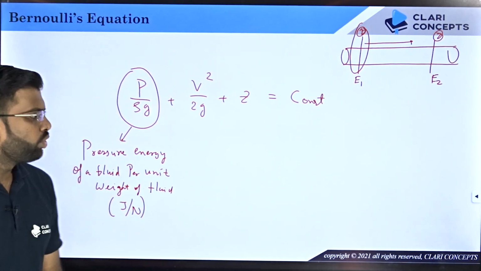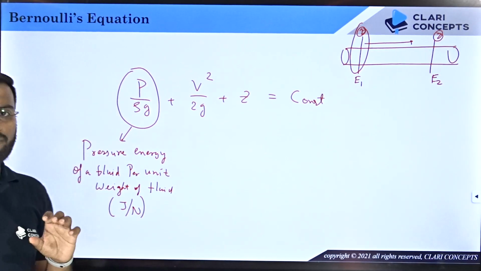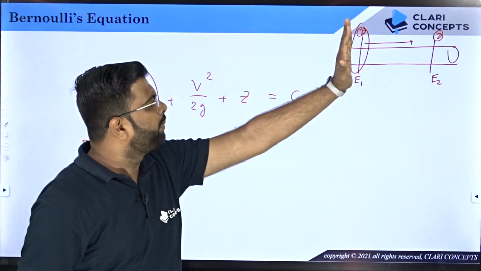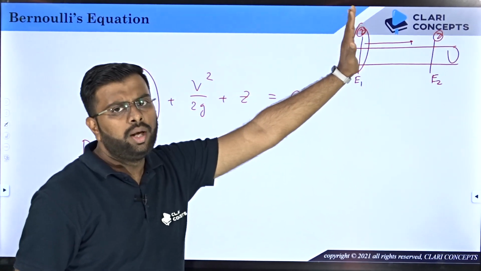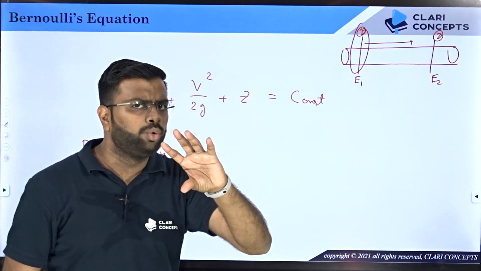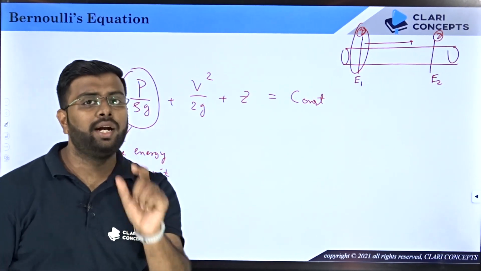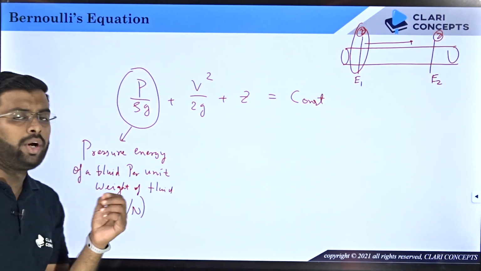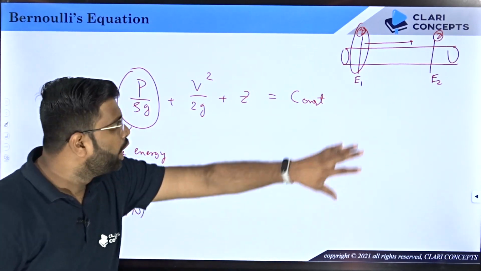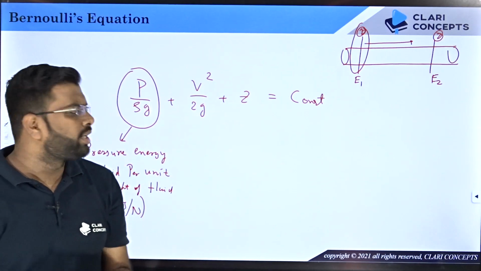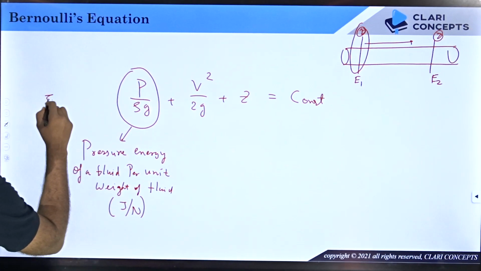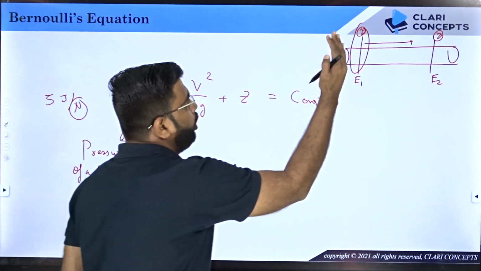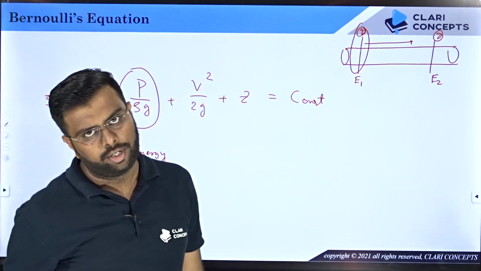fluid, that is Newton. So ultimately, P by rho g, where P is the pressure at that particular section. If you calculate the pressure over here, let's say it is P1, then P1 by rho g, whatever number you get, represents the energy contained by the fluid in terms of pressure energy per unit weight. That means 1 Newton of fluid located here has that much energy. For example, this value comes out to be 5, so 5 joules per Newton. It means that 1 Newton of fluid, when it is located over here, has 5 joules of pressure energy.